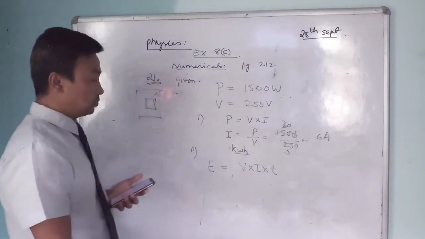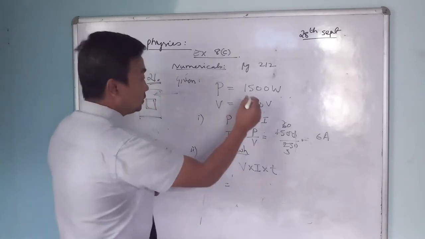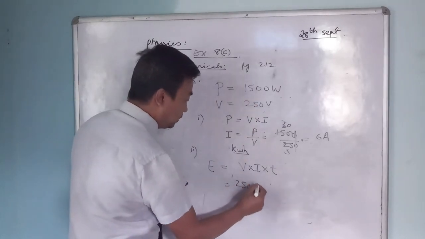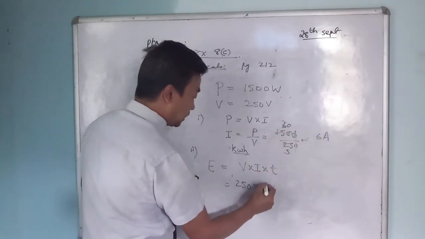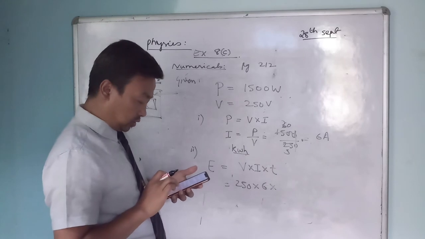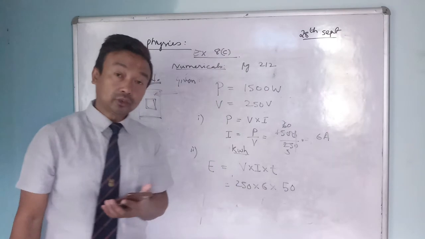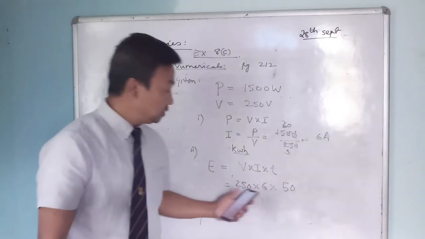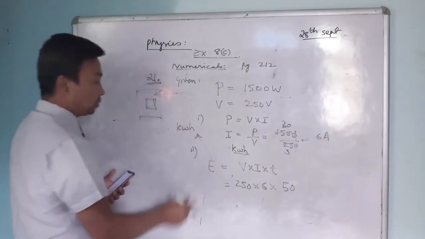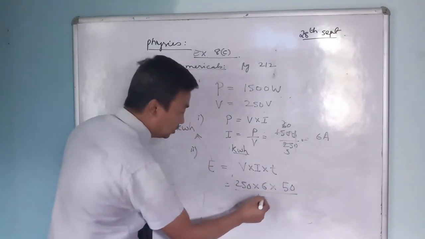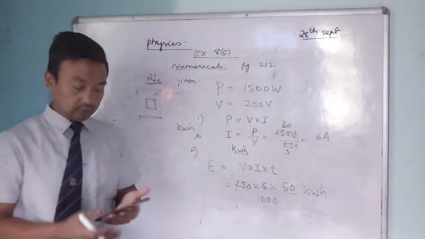V into I into T. Now what is V? 250. The current, how much did you get just now? The current is 6, and the time it is flowing is 50 hours. So time you will keep in hours. But since this will give you watt, and we know that the commercial unit is kilowatt hour, when you change the watt you have to divide by 1000. So then it becomes kilowatt hour.